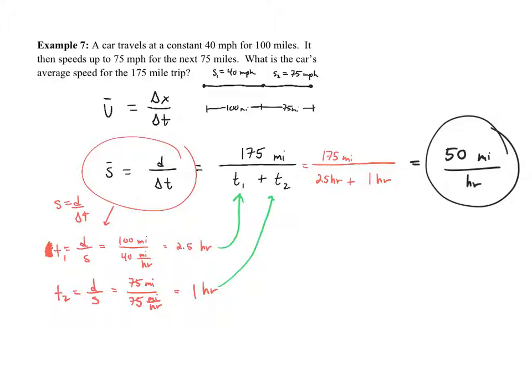Which is kind of tricky to think about. Again, you're spending more time at a lower speed, so your answer needs to be closer to that lower speed than the higher speed. And again, 50 is closer to 40 than it is to 75. So let's give a scenario.